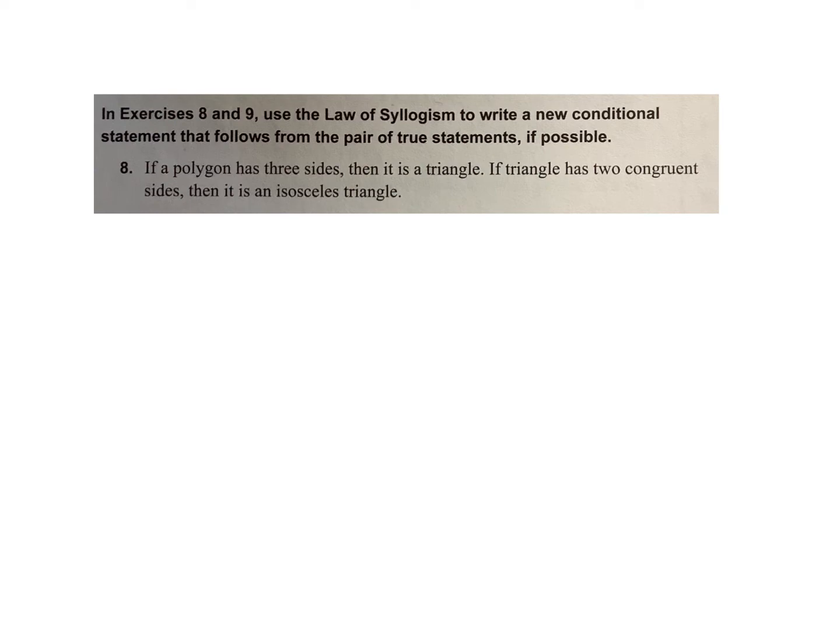Use the law of syllogism to write a new conditional statement that follows the pair of true statements. Begin. Guys, I can't make it much easier if you could just remember what I told you. Identify the two pieces that are exactly the same. So if a polygon has three sides, then it is a triangle. If a triangle has two congruent sides, then it is an isosceles triangle. Okay? So, is it possible? Is there anything up there that's identical? No.